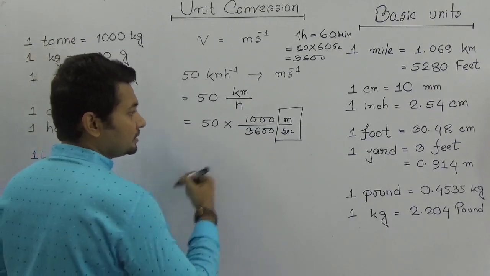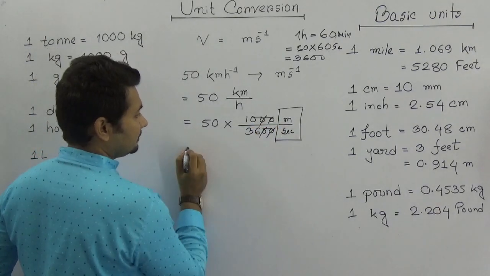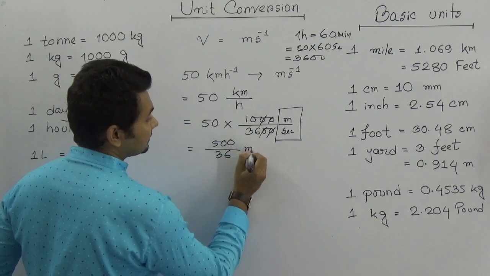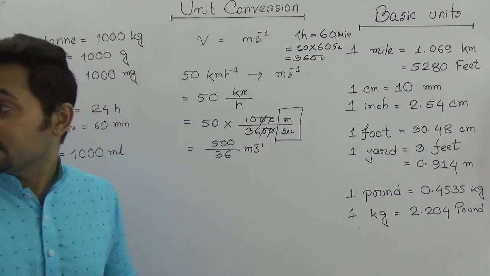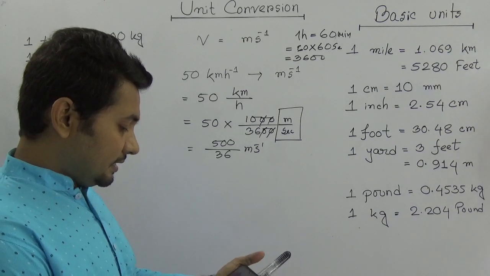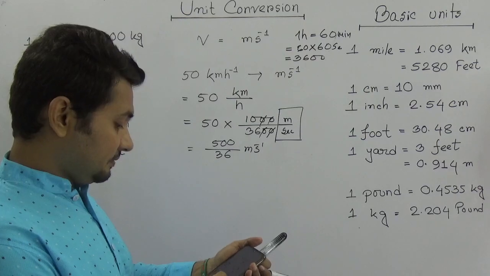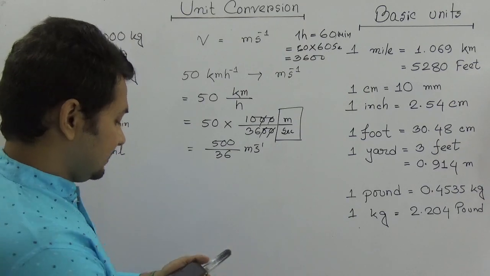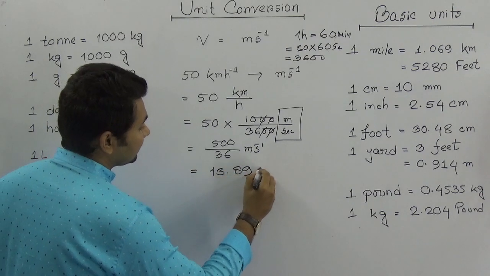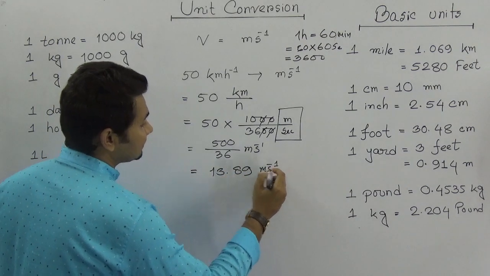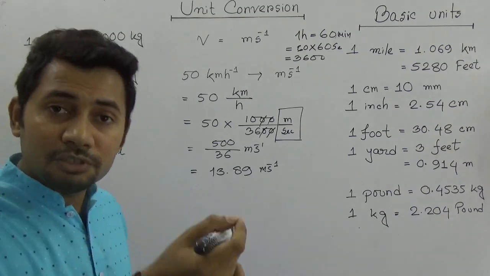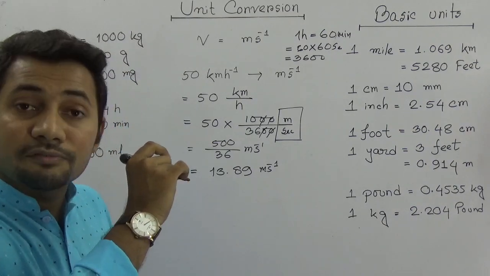Okay, so how can we do it? We can do it. This is 500 divided by 36 meter per second. So if we again use a calculator, we can find that 500 divided by 36 is 13.89 meter per second.